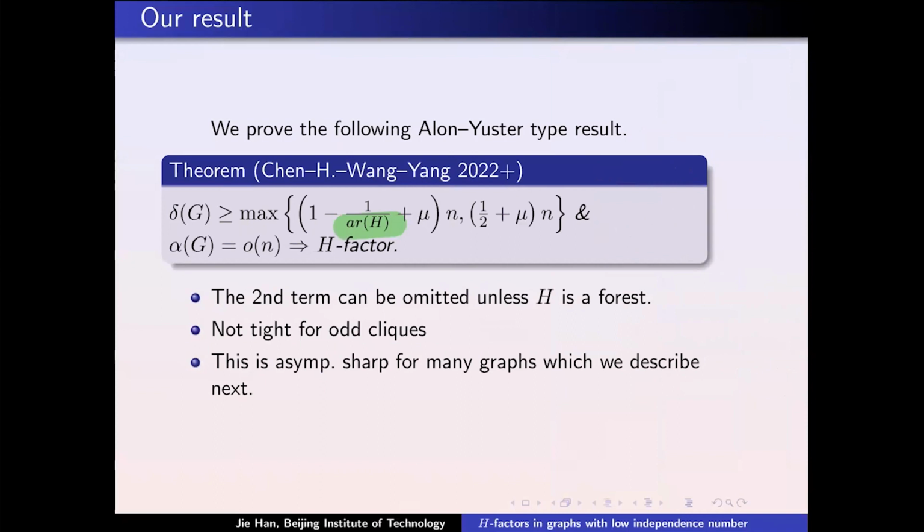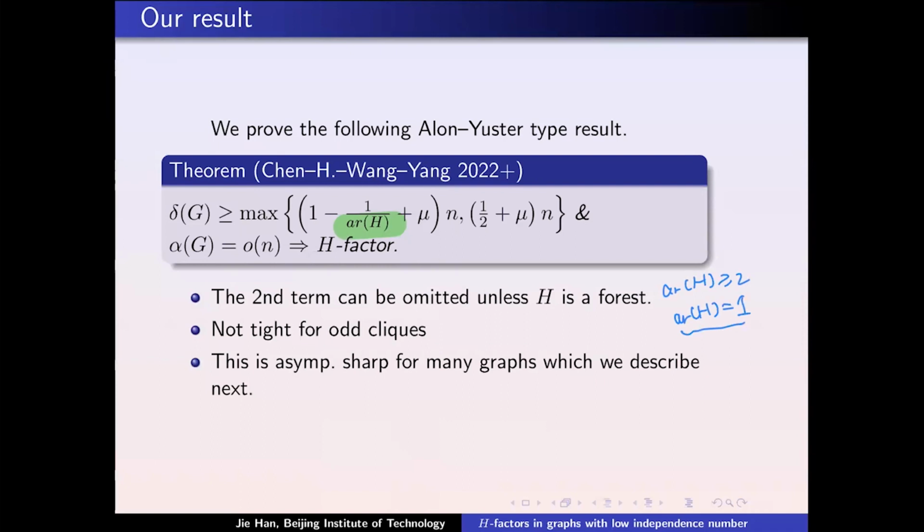Right. And note a couple of remarks. The second term can be omitted. This one half term can be omitted unless H is a forest. And that is because this ARH is already at least 2. So if ARH is at least 2, certainly we can omit it. But then what about if ARH equals 1? ARH equals 1 means H is a forest, right?